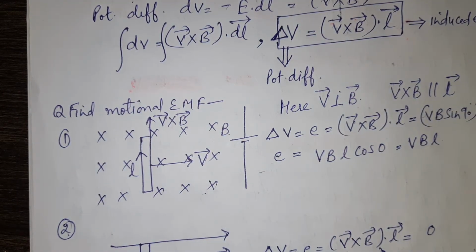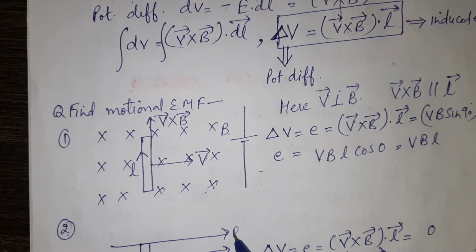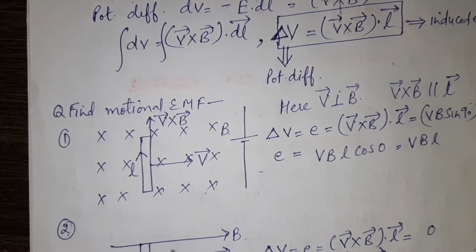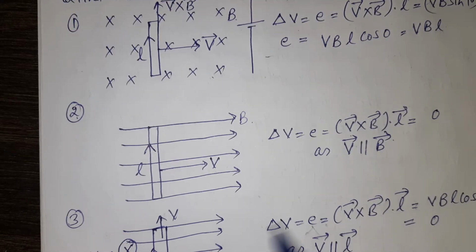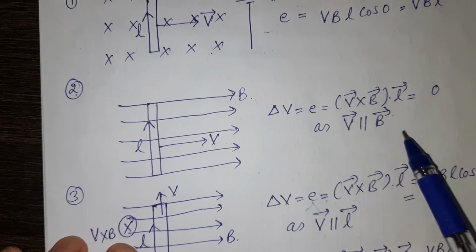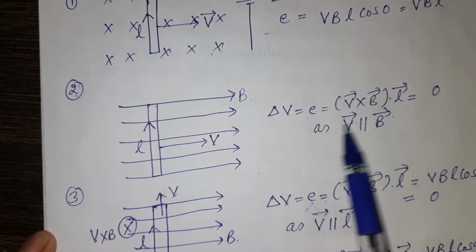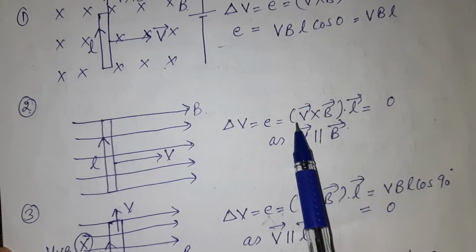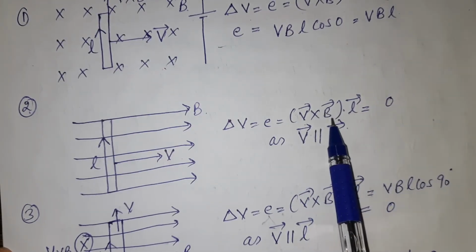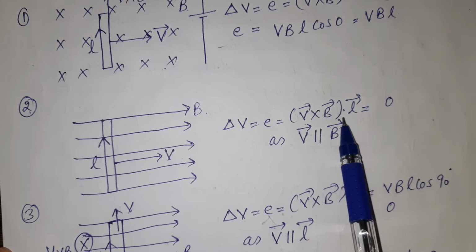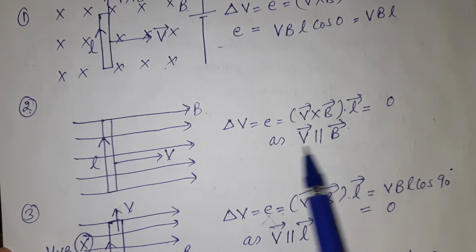Second case, when velocity is parallel to the magnetic field. When velocity is parallel to the magnetic field, then V cross B is equal to 0, because the angle between V and B is 0, and sine 0 is again 0. So the induced EMF is 0.